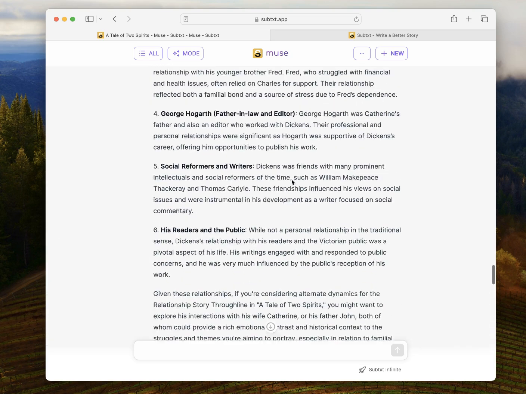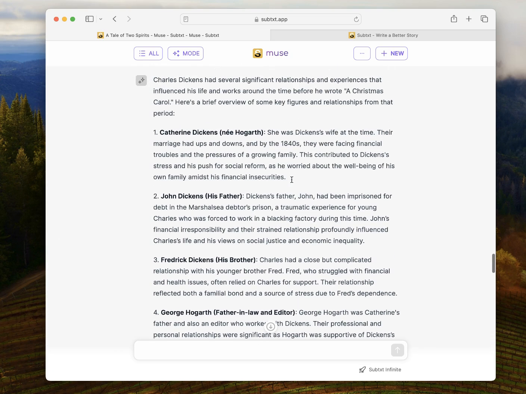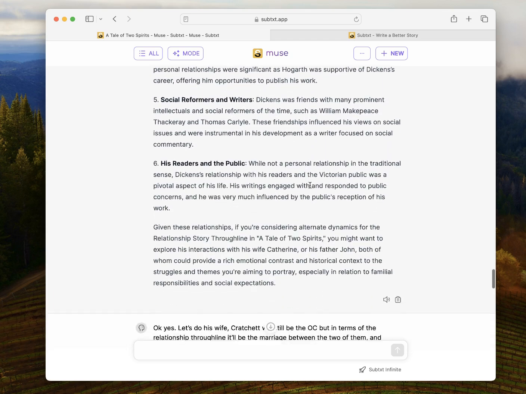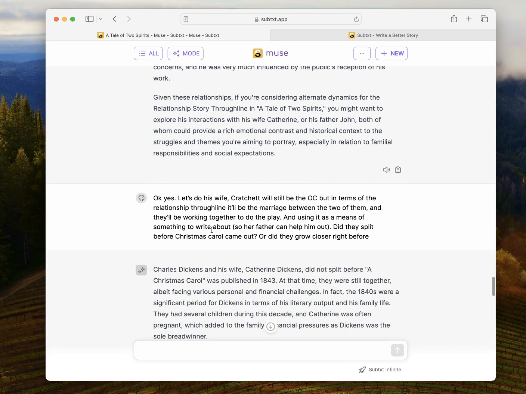So I love the idea of his wife, and they were facing financial troubles and pressures on a growing family. And I was thinking, oh, cool, a tale of two spirits, husband, wife. So let's do his wife. And I'm going to keep Cratchit still the obstacle character, but in terms of the relationship through line, it'll be the marriage between the two of them. So the relationship story is about their marriage. It's not about the individuals in it. It's about where their marriage is headed.